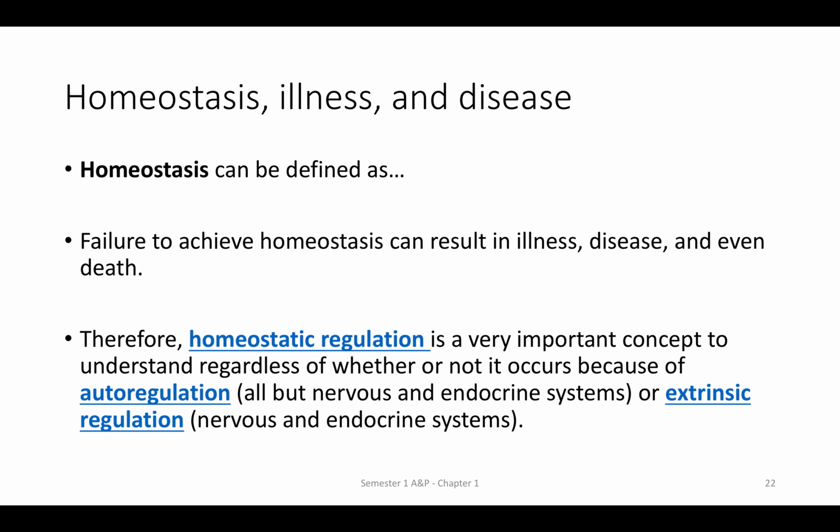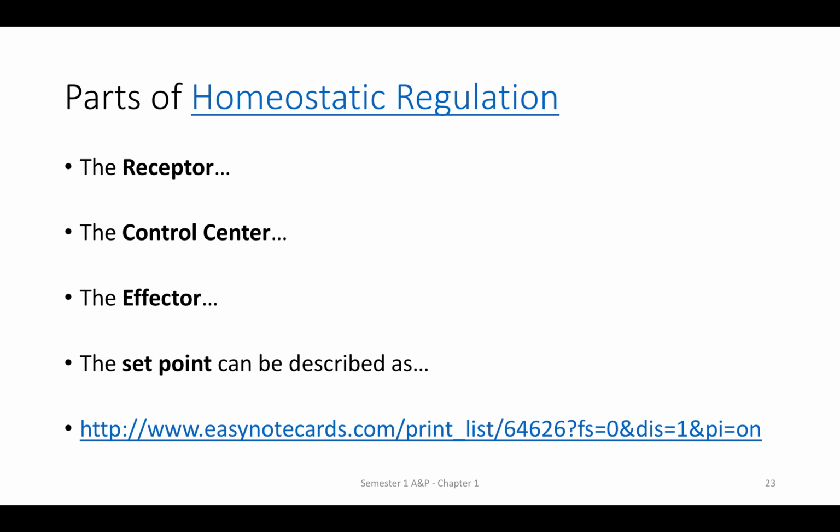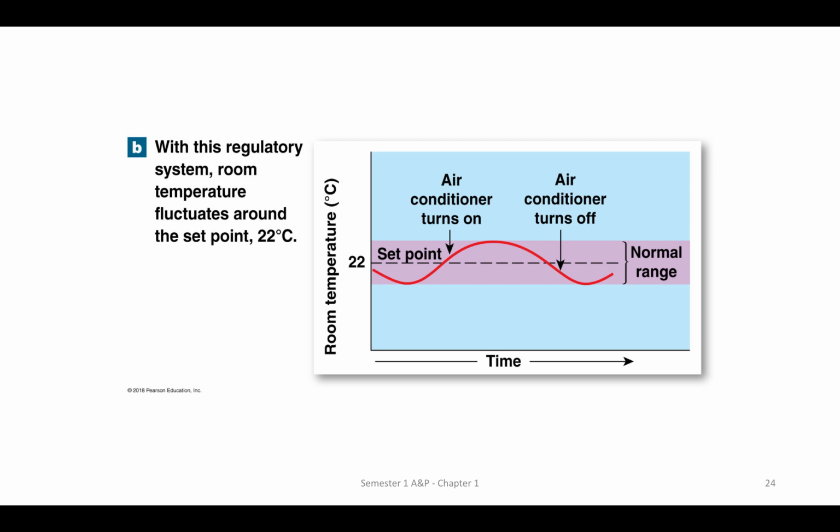So to understand homeostatic regulation, we have to understand the parts of a homeostatic feedback mechanism. We have our receptor. The receptor is part of our body that's going to detect a change from normal. When that stimulus gets applied to our body, it detects the change, and it's going to send that message to the control center, which is our brain or our spinal cord, and that's going to determine the response. And the effector is going to be a muscle or gland that creates the response. And just remember that the set point is our body's normal range. So the set point for our body temperature is 98.6 degrees Fahrenheit.